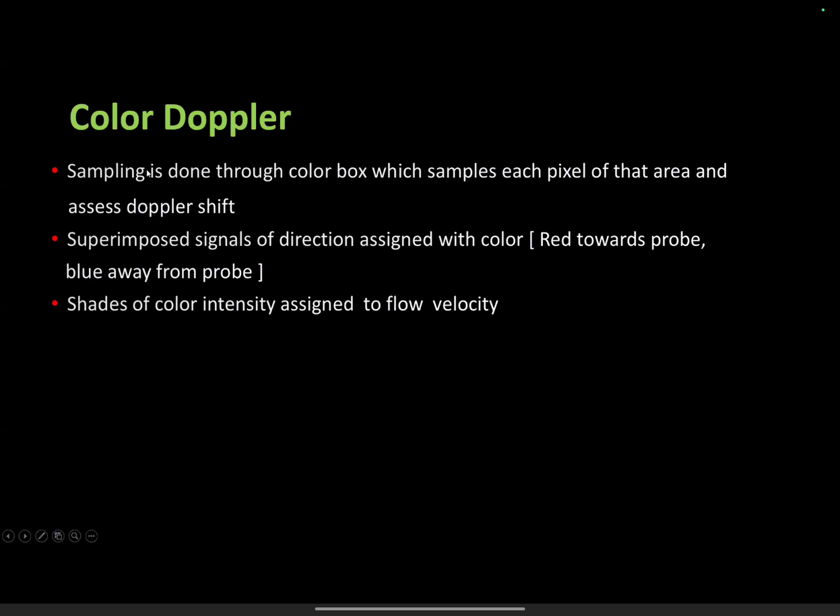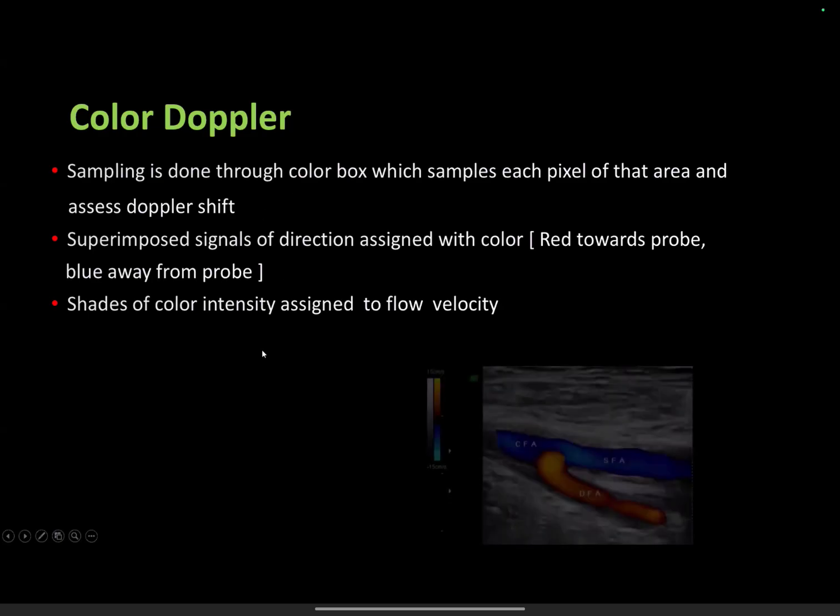So color Doppler is basically sampling done through a color box, which samples each pixel of that area and assesses the Doppler shift and the superimposed signals of direction assigned with color, that is red towards the probe and blue away from the probe, or vice versa. And shades of color intensity are assigned with flow intensity. The lighter the shades of color, the higher will be the velocity. This is how we can assign various Doppler signals on color Doppler in a color box.